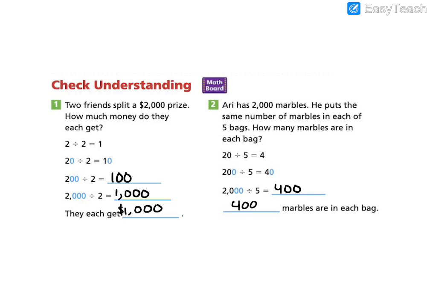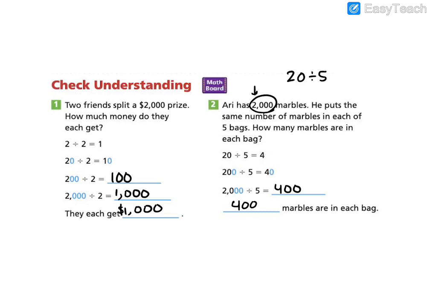Ari has 2,000 marbles. He puts the same number of marbles in each of 5 bags. How many marbles are in each bag? We're starting with this simple fact of 20 divided by 5. Now this one is a little tricky, right? We couldn't just take that first digit and say 2 divided by 5. We need to look for that simple fact. And that simple fact of a number divisible by 5 here was 20 divided by 5.